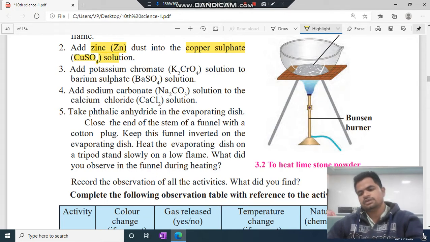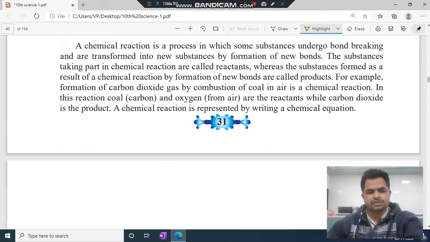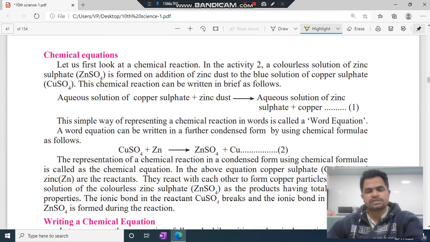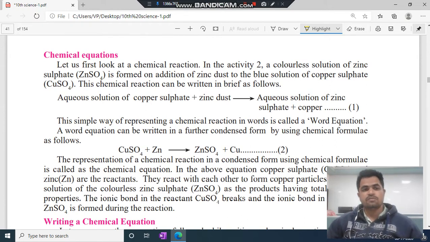This is the activity. For this activity we have to write here the chemical equations. Then how we can write chemical equations, how we can write the chemical formula for this. So look at here, this is the topic. So this is a very simple topic. Let us first look at the chemical reactions. We have already looked at the reactions.